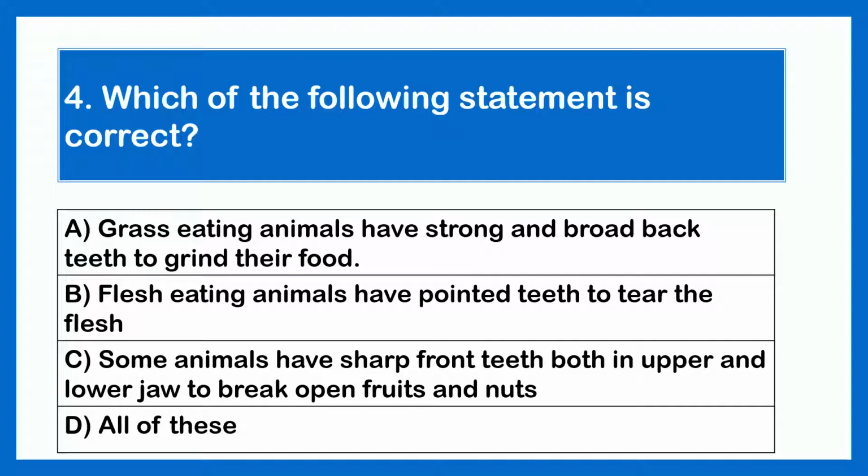Which of the following statement is correct? Option A, grass-eating animals have strong and broad back teeth to grind their food. Option B, flesh-eating animals have pointed teeth to tear the flesh. Option C, some animals have sharp front teeth both in upper and lower jaw to break open fruits and nuts. Option D, all of these. The answer is all of these.